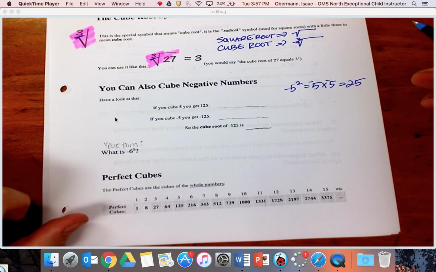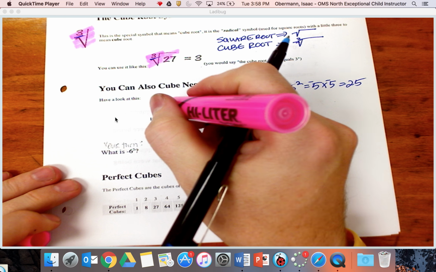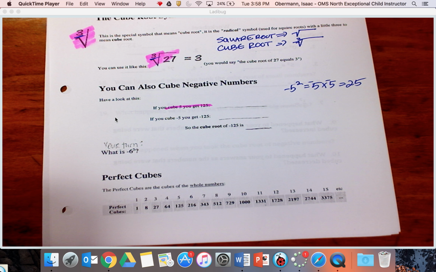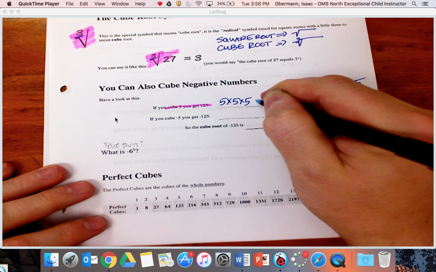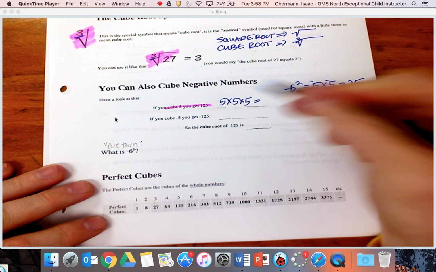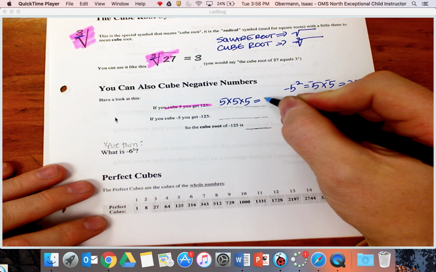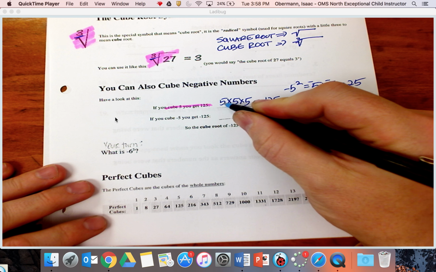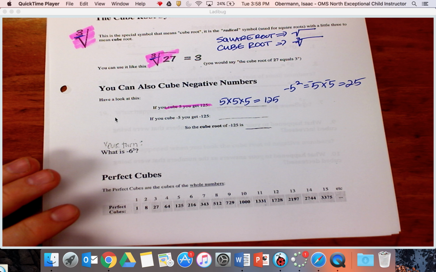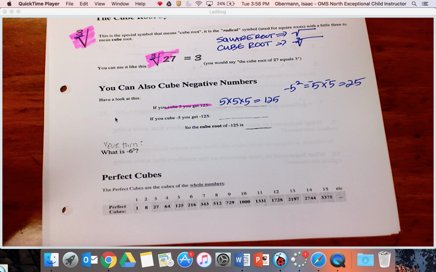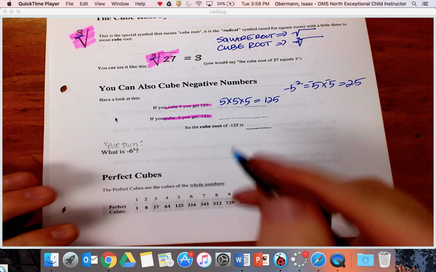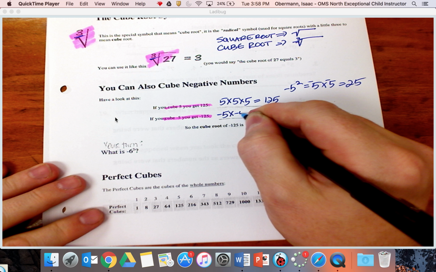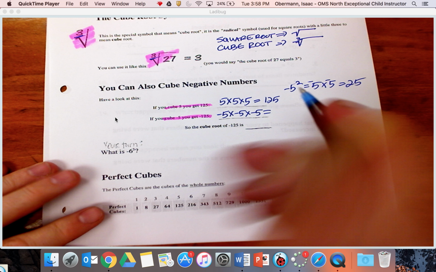Let me show you. Let's do this one first. If I take a positive 5 and I cube it, that's 5 times 5 times 5. 5 times 5 is 25, times 5 more is 125. It's a positive times a positive times a positive, and it's always going to be a positive number. But if I take a negative number, like negative 5, and I cube it, I'm going to get negative 5 times negative 5 times negative 5.